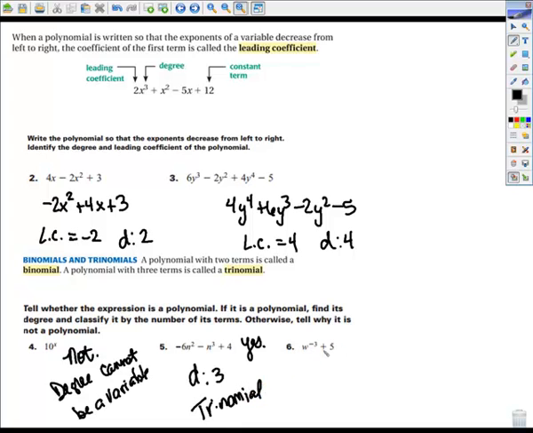W to the negative 3 plus 5 is not. It does have 2 terms, but it's not a polynomial, so we can't call it a binomial. And it's not because the degree must be a whole number. And negative 3 is an integer.